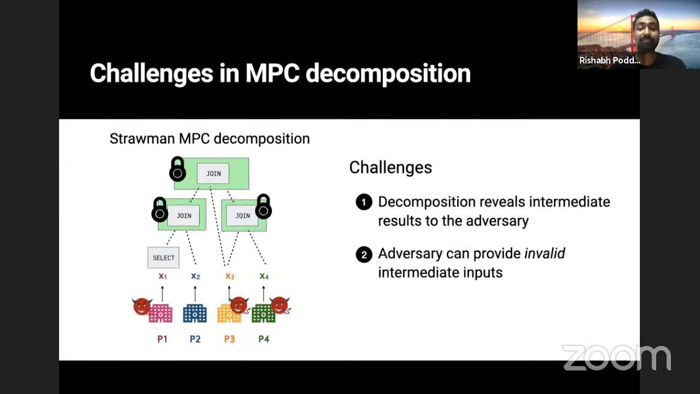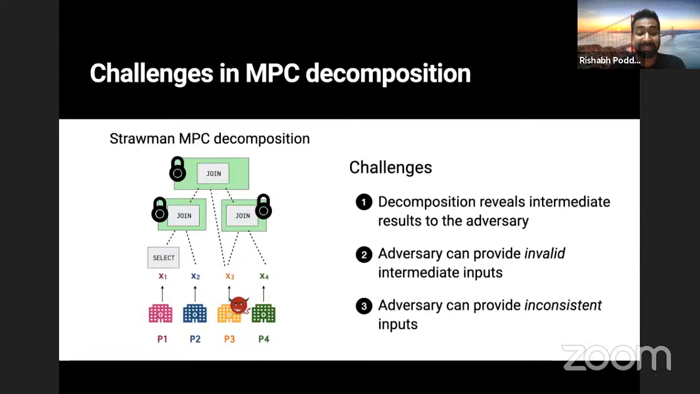Second, the adversary can provide invalid inputs to MPC subcomputations higher up in the plan. Even though MPC protocols allow each party to choose what input it provides, not all inputs may be valid for intermediate operations. For example, if a malicious party 1 executes the select operation incorrectly, it may try to input the results to the next join operation, even though the inputs might not have been possible had the select operation been executed correctly.